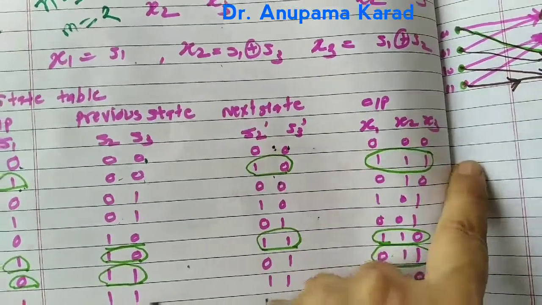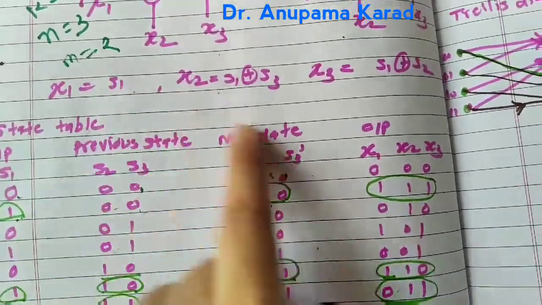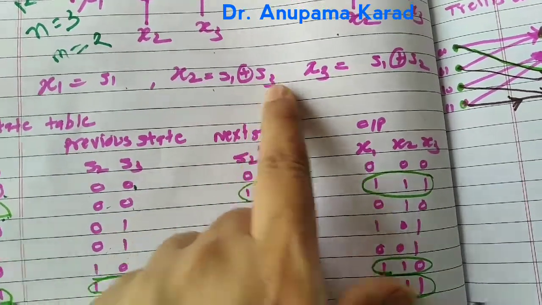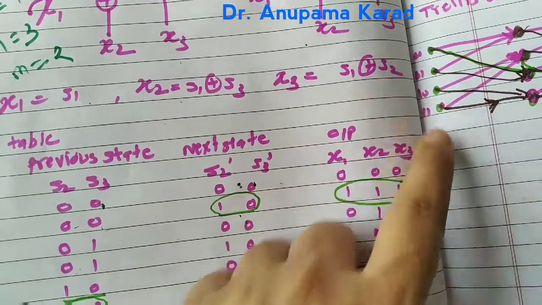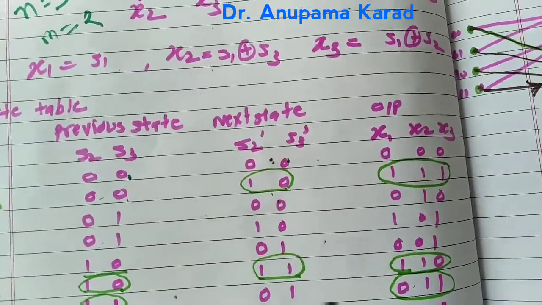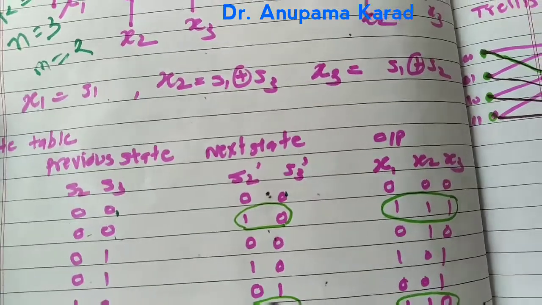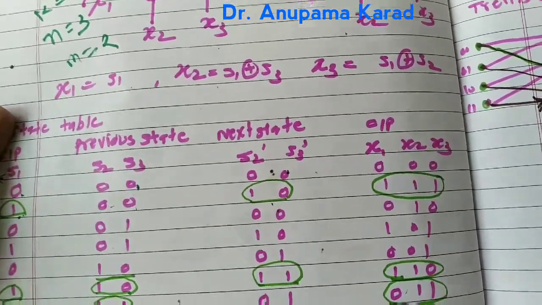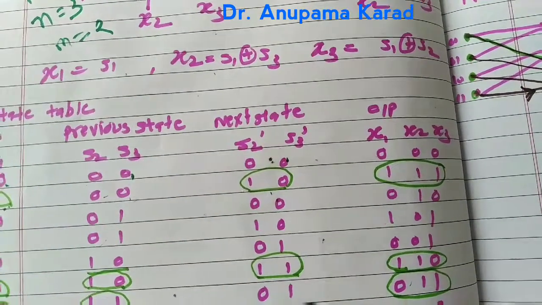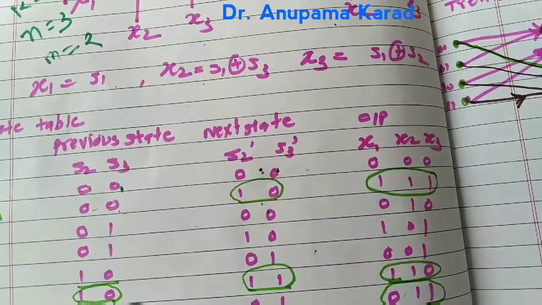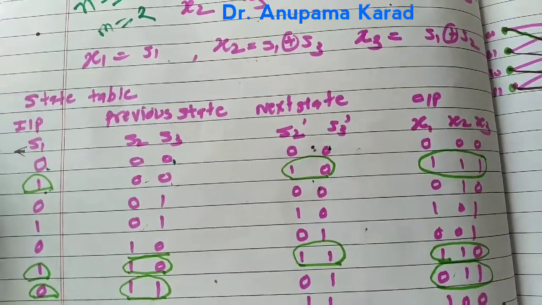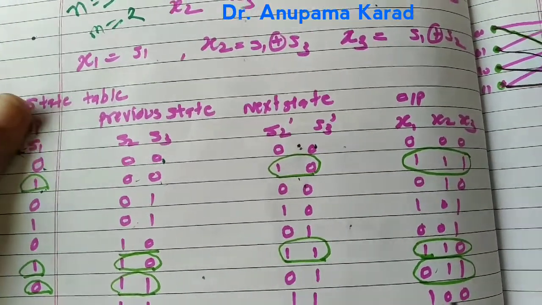Now find the x1 x2 x3. x1 equation is s1, x2 equation is s1 xor s3, x3 is s1 xor s2. You know the rules of XOR, that is 0 XOR 0 is 0, 1 XOR 1 is 0, 0 XOR 1 is 1, 1 XOR 0 is 1.